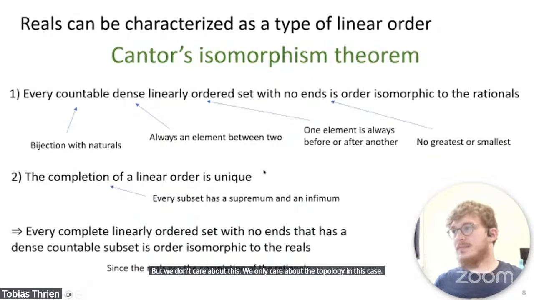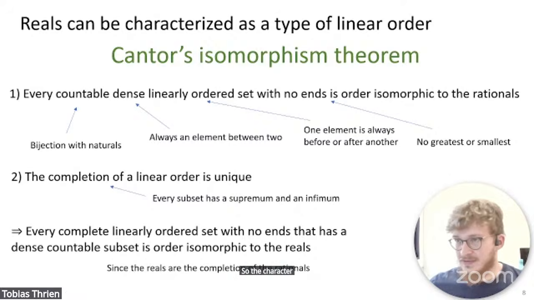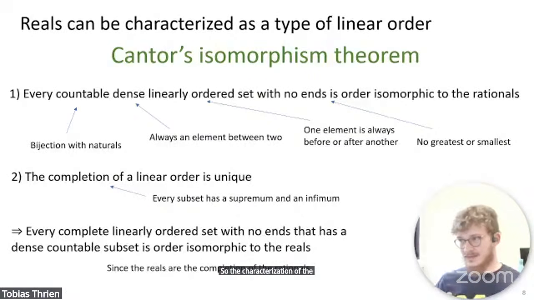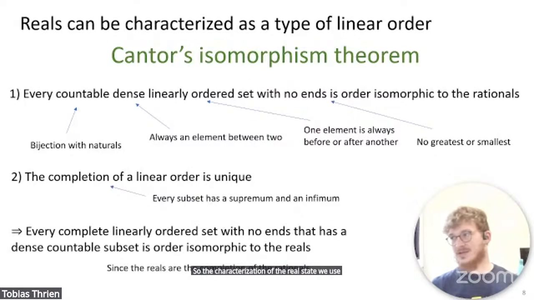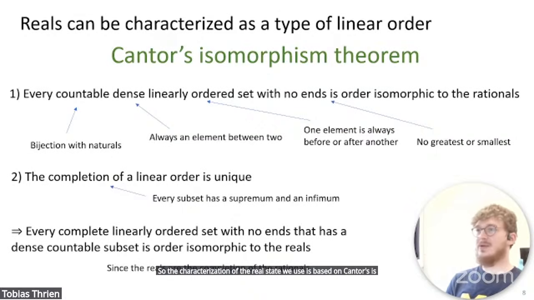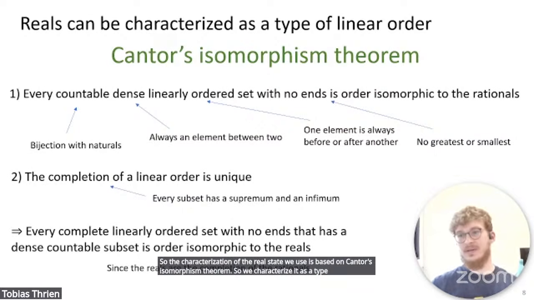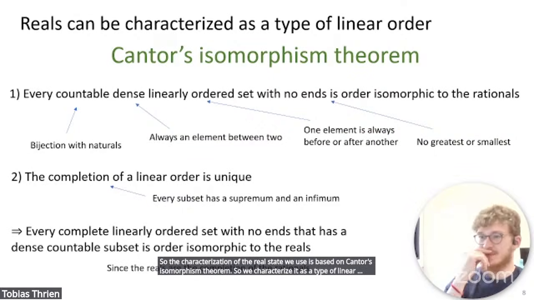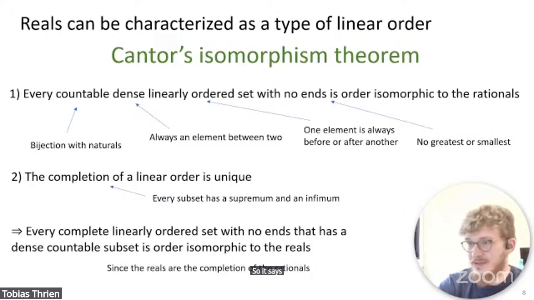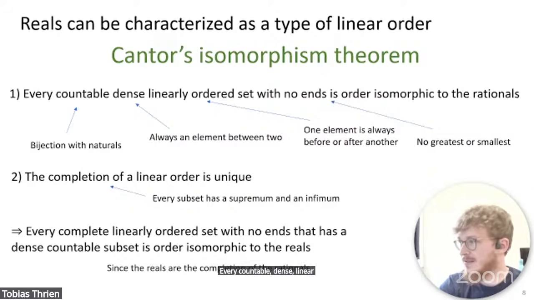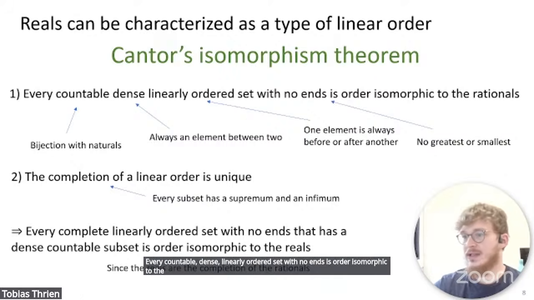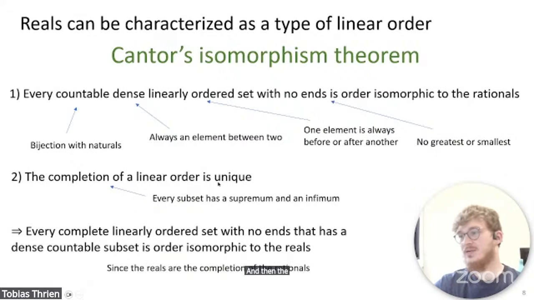So the characterization of the reals that we use is based on Cantor's isomorphism theorem. So we characterize it as a type of linear order. So it says every countable, dense, linearly ordered set with no ends is order isomorphic to the rationals. And then the completion of a linear order is unique.